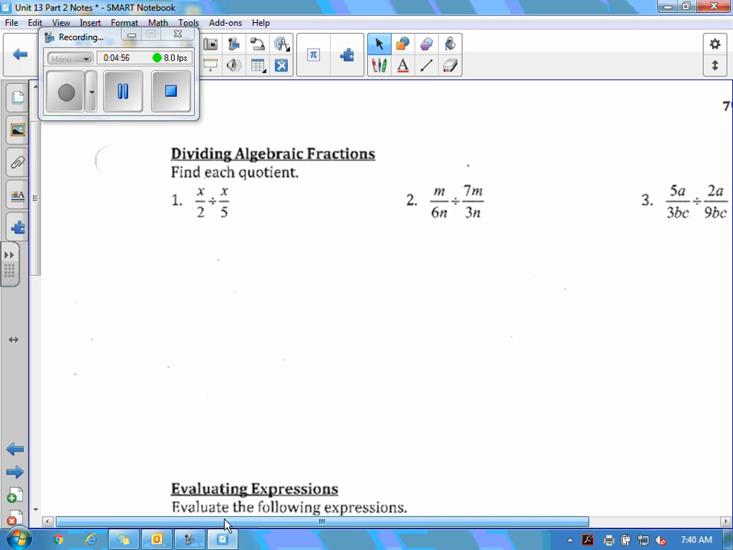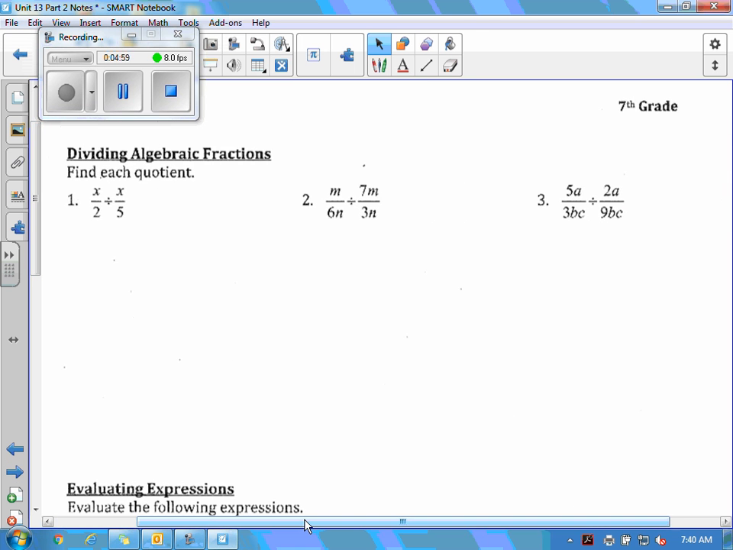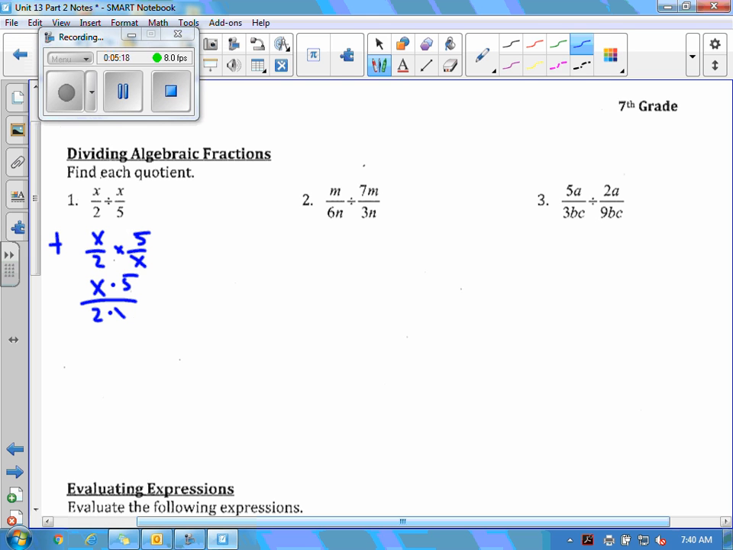On the back side, we're dividing algebraic fractions, so that just means we're going to have variables involved now, but all the rules still apply. So on number one, the first thing you need to do is decide if it's going to be positive or negative. I'm doing a positive divided by a positive, so I'll have a positive answer. And then I can keep, change, and flip. So I'll have x times 5 over 2 times x. These x's can cancel each other out. So I'll wind up with 5 over 2 for my answer, which is 2 1/2 when I make it a mixed number.